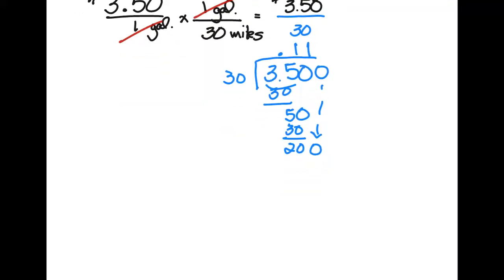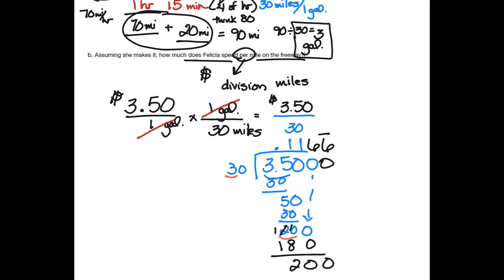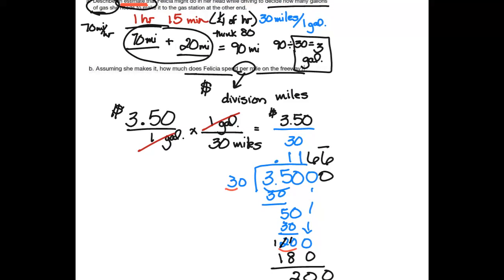Or you can say, about how many 3s are in 20? 6. Let's try 6. So then you go 6 times 0 is 0. 6 times 3 is 18. And then when you subtract, you get 20 again. So you can add a 0, bring down a 0, and then you see that 6 is going to keep repeating. Now, the answer, it says, assuming she makes it, how much does Felicia spend?